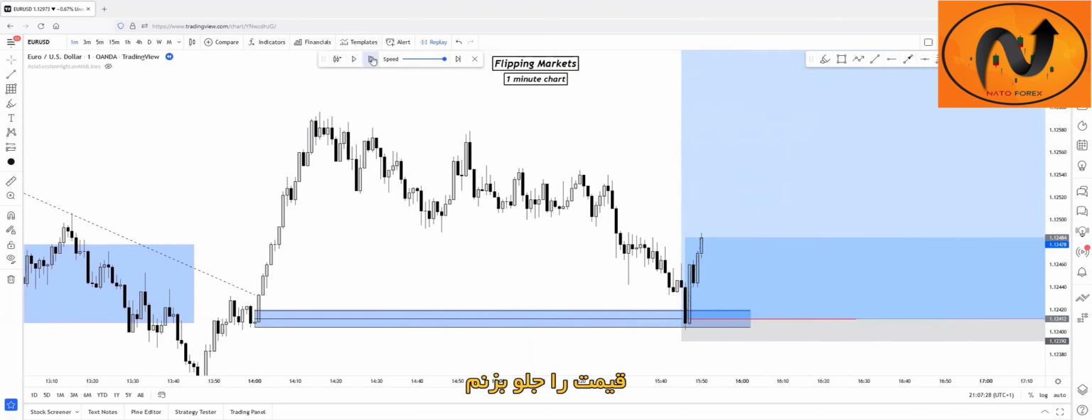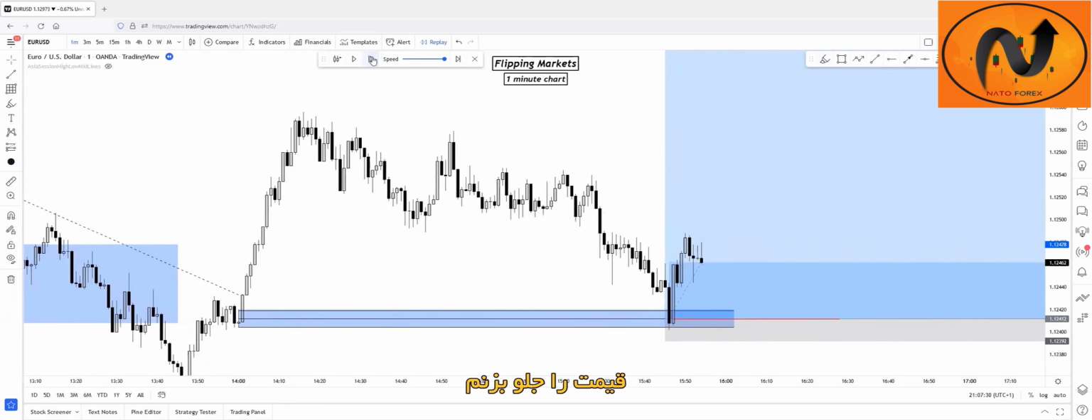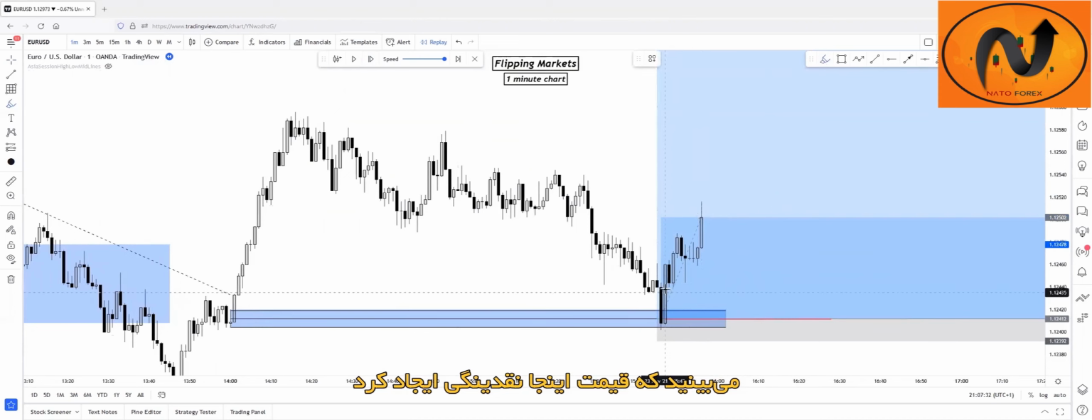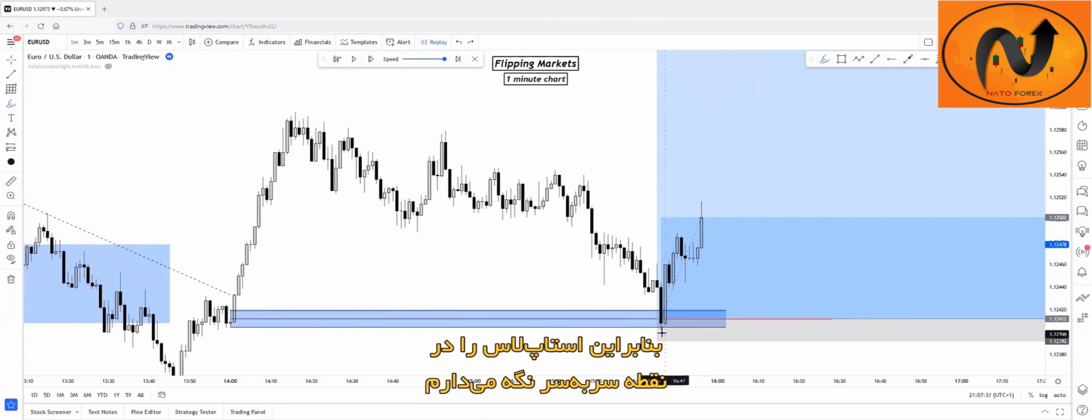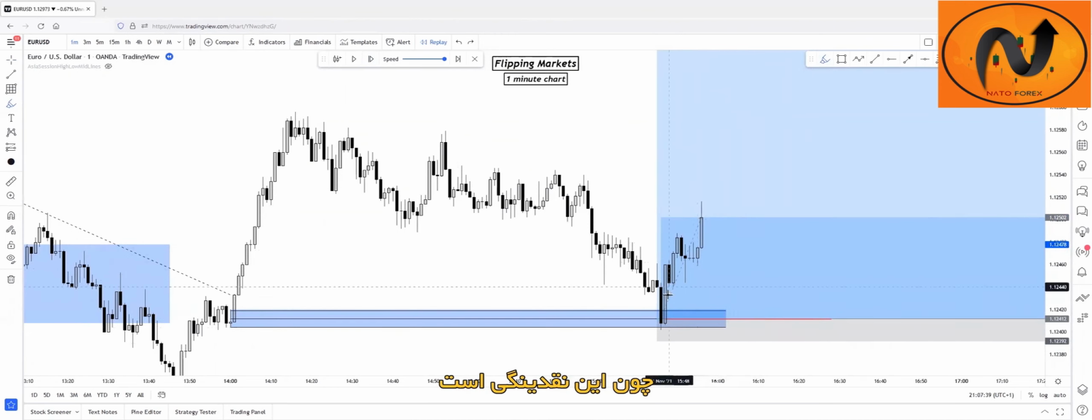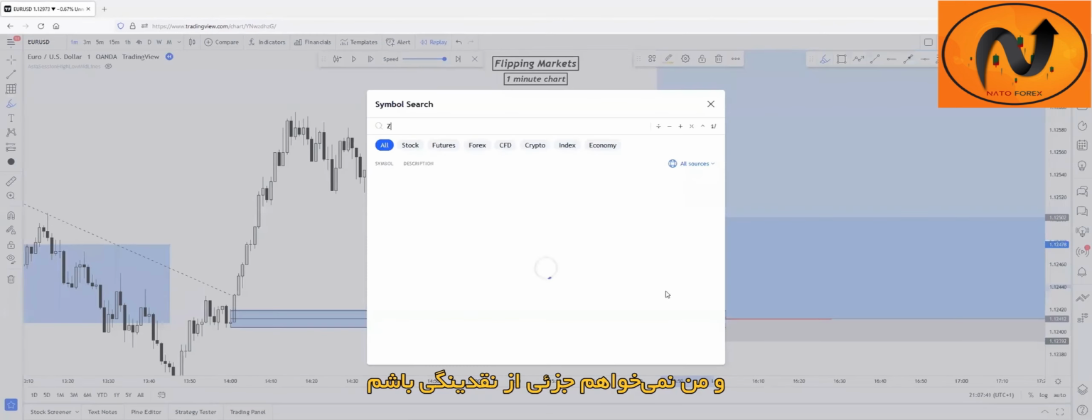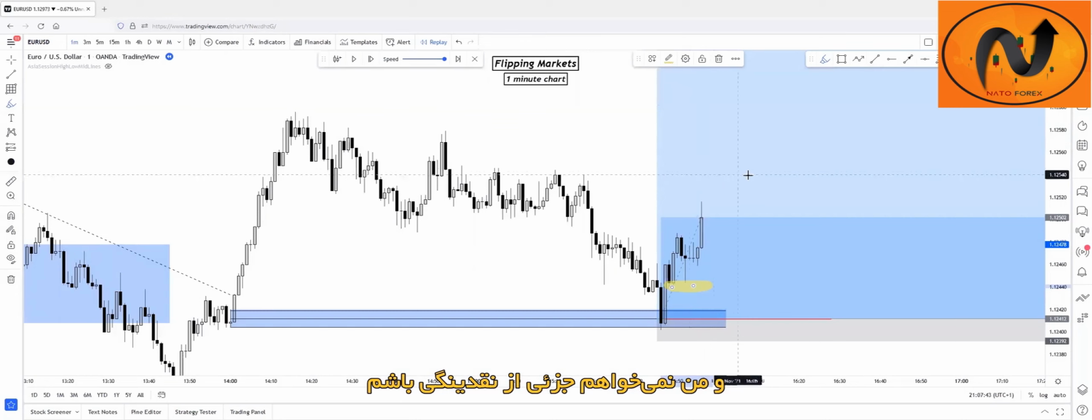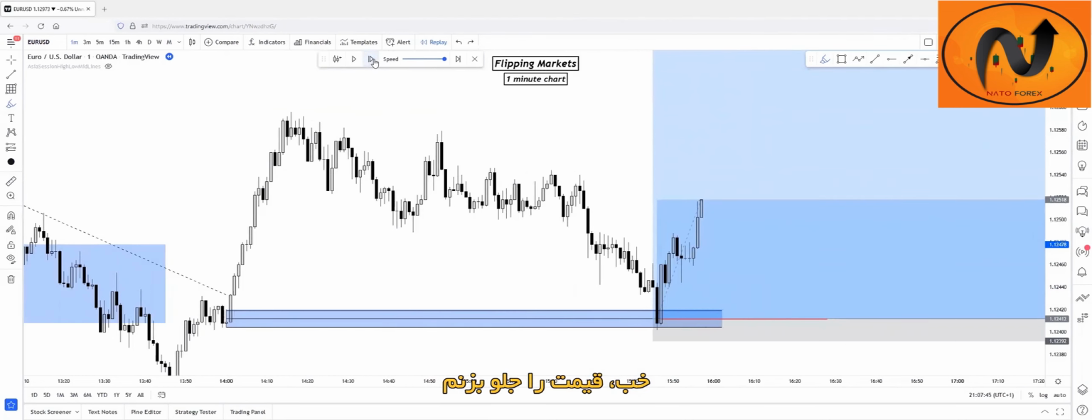So let's play price forward. Actually, price built up liquidity here, as you can see. So I will just keep my stop loss at break even because this is liquidity and I don't want to become part of the liquidity. So let's just play price forward.